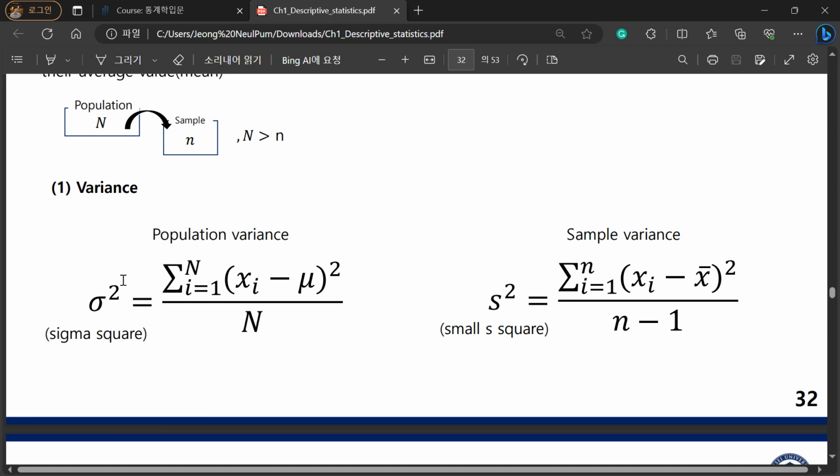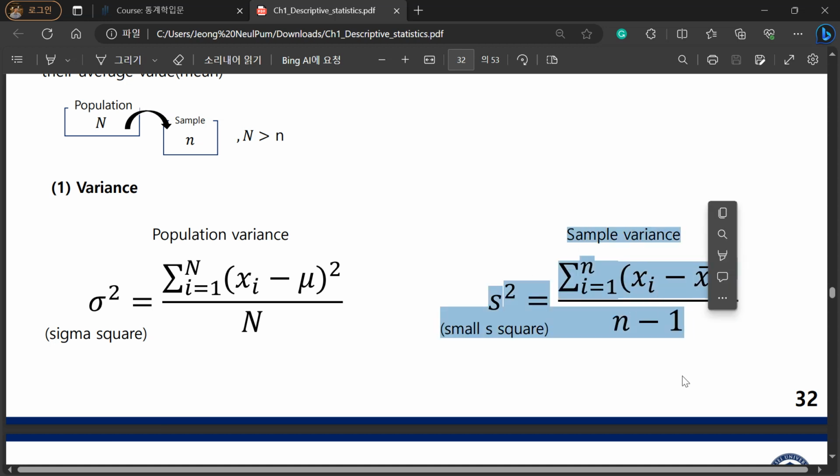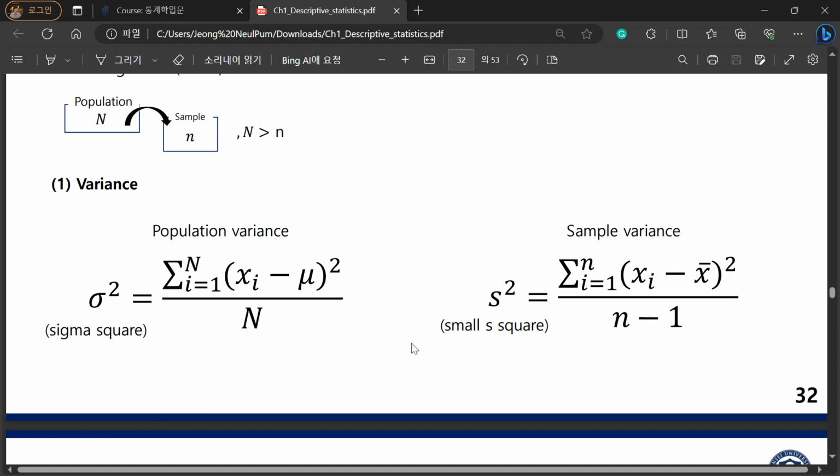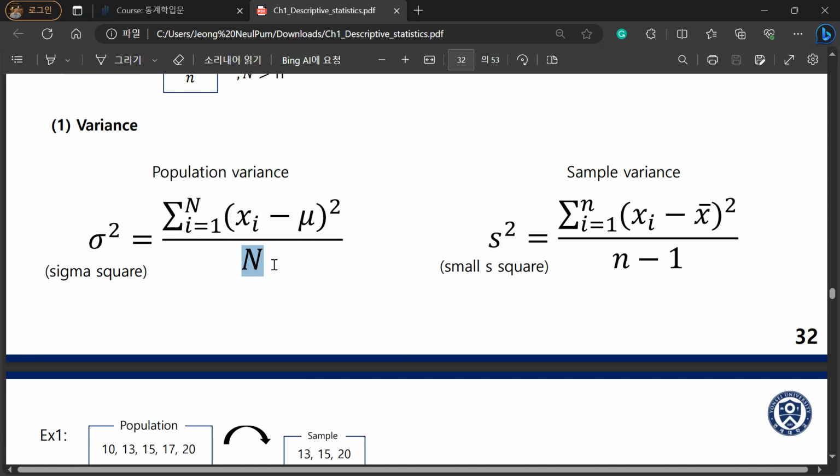So if the data comes from the population, we have to use the formula from the left side. And if our data comes from a sample, we have to use the sample variance and follow the right side formula, which is different from the other. The most important thing is that we have to divide by the number of samples. Yeah, it is different from each other. So you always have to know whether the data comes from a population or a sample.